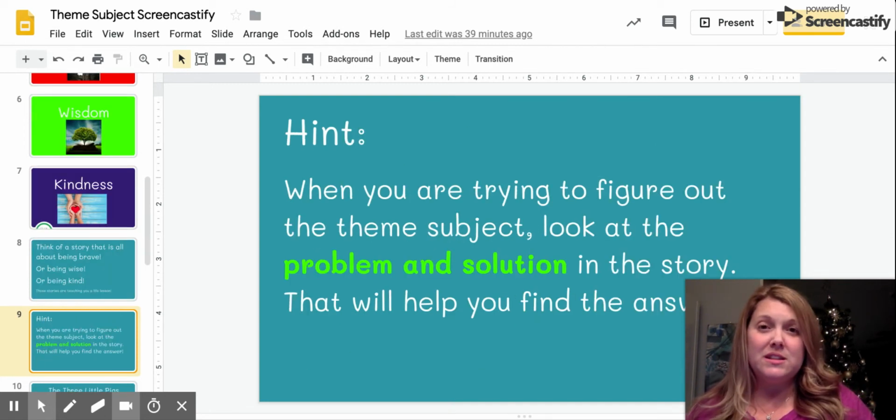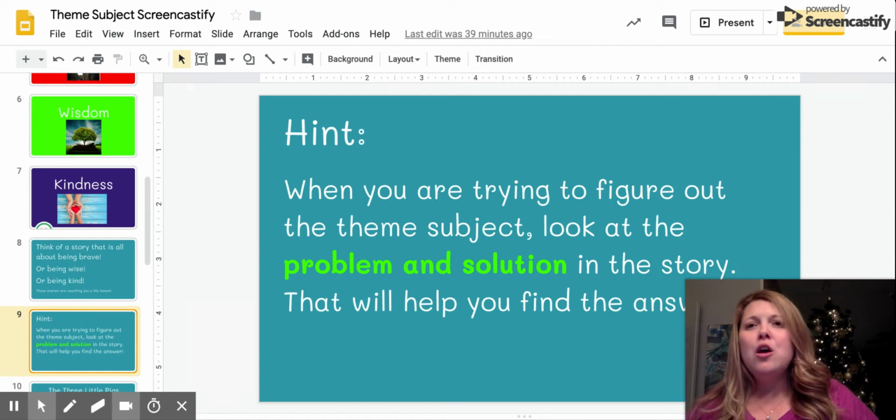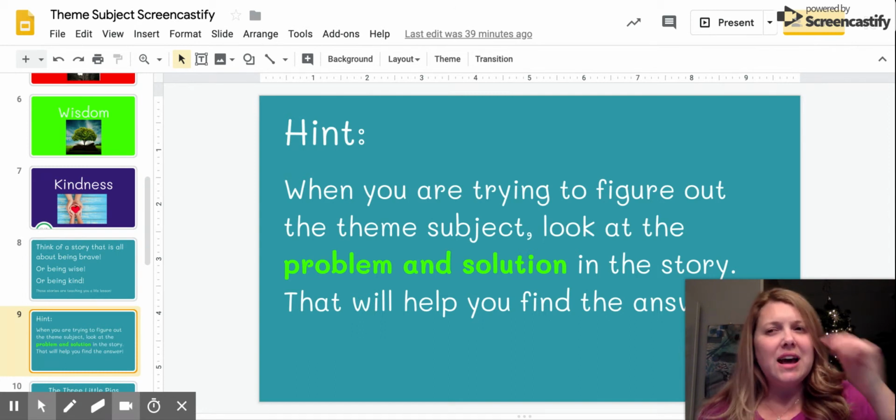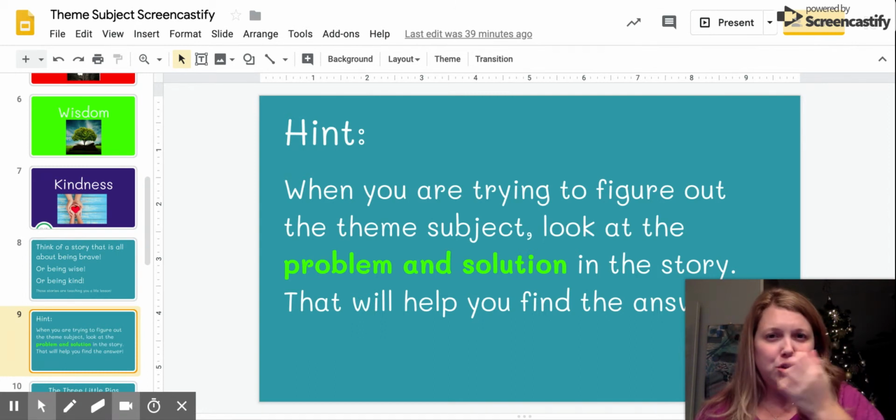Okay, this is a good hint. When you're trying to figure out the theme or the theme subject, you should decide what is the problem and what is the solution. And when you can do that, it'll help kind of guide you into figuring out what the theme subject is.